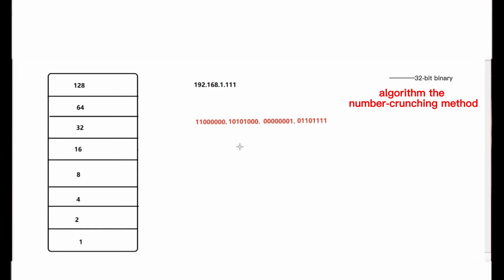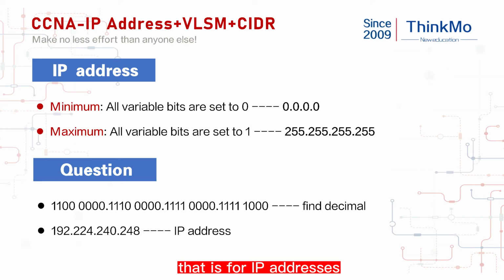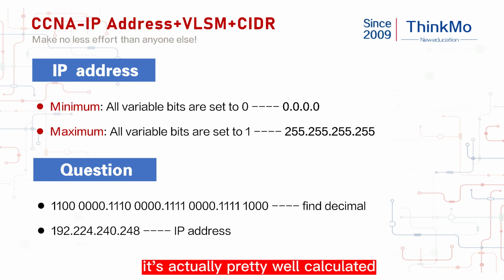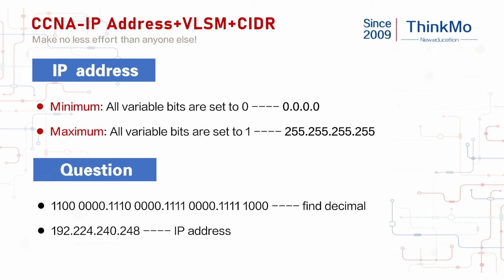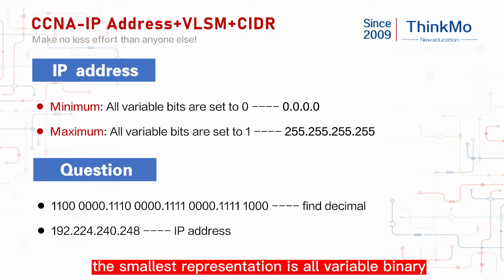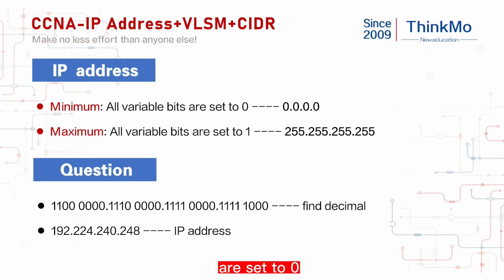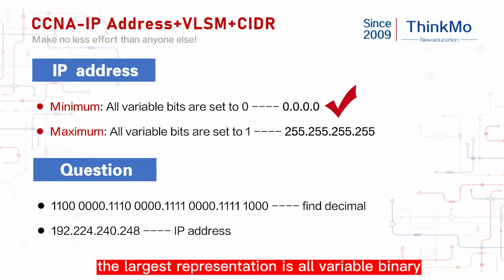For 32-bit, if all 32 bits are set to 0, that must be the smallest value. For IP addresses, the current max and min are actually pretty easy to calculate. The smallest representation is all binary bits set to 0. Actually 32 zeros. Every bit is 0. 0.0.0.0.